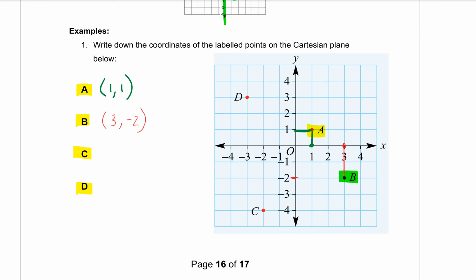Now let's find the C. So C is down the bottom here. X numbers first, so X is up here, it's at -2.